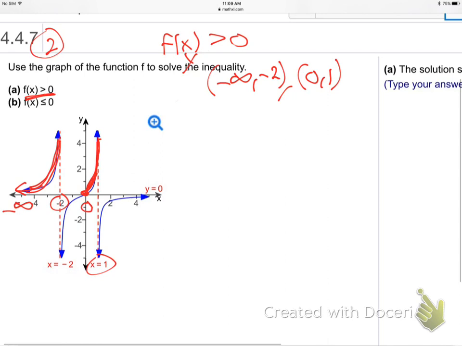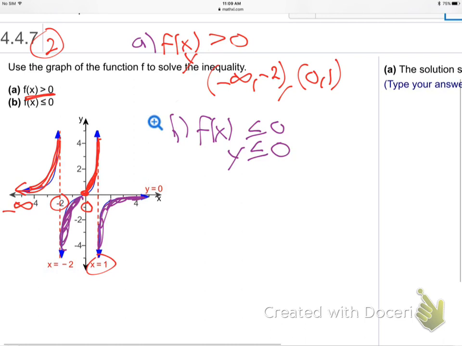Okay, now part B asks the question. That's part A. Part B says, where is f of x less than or equal to 0, meaning y less than or equal to 0? Well, that would be right here and all of this. Right, those are the below 0 parts. What are the intervals there? -2 to 0.